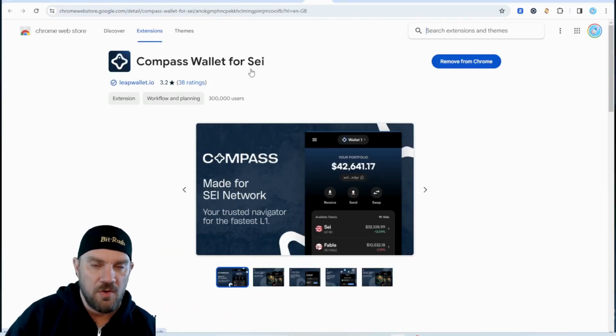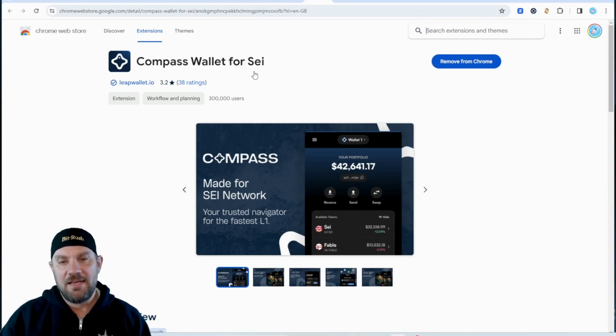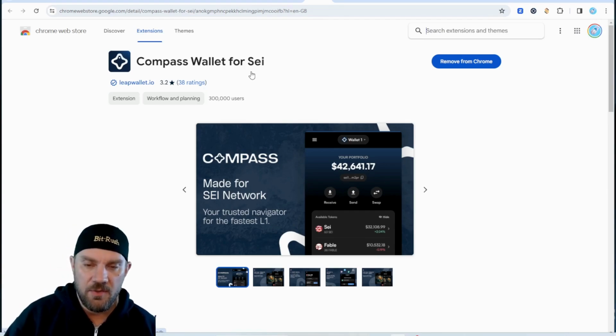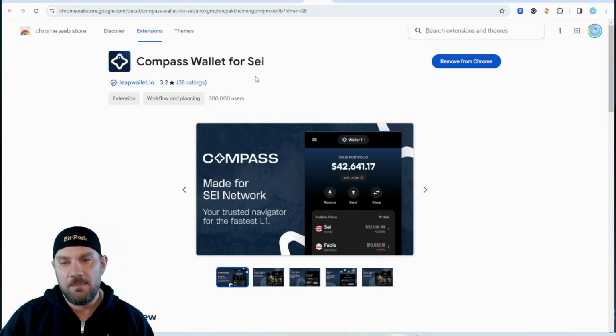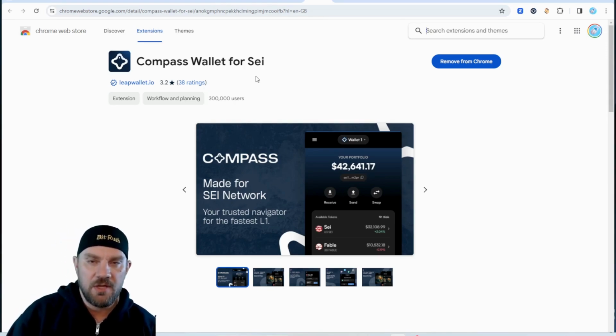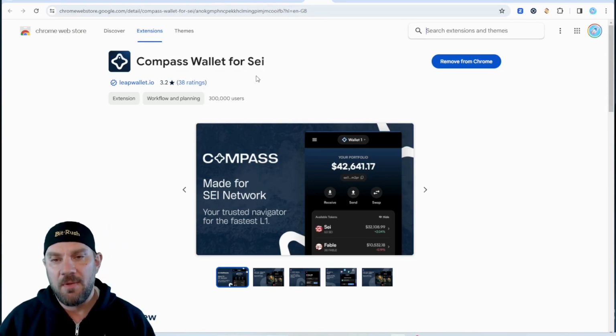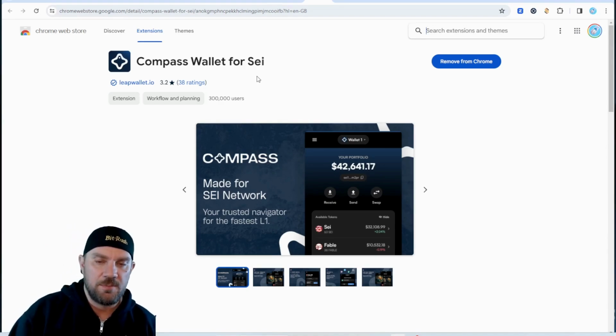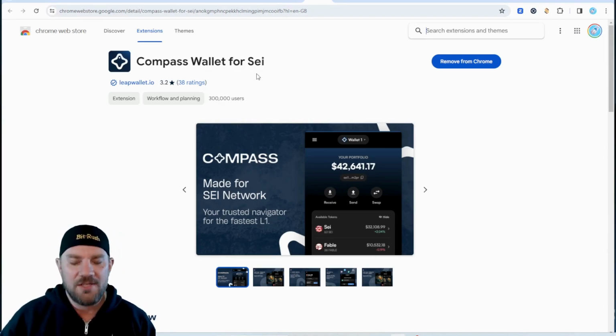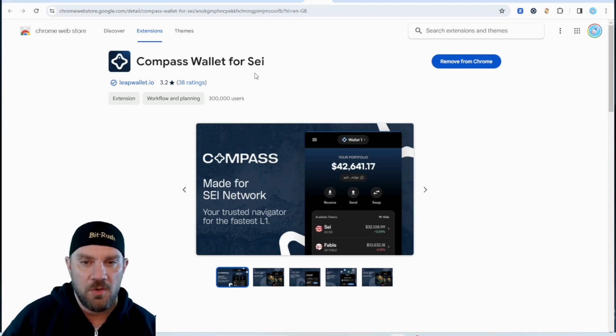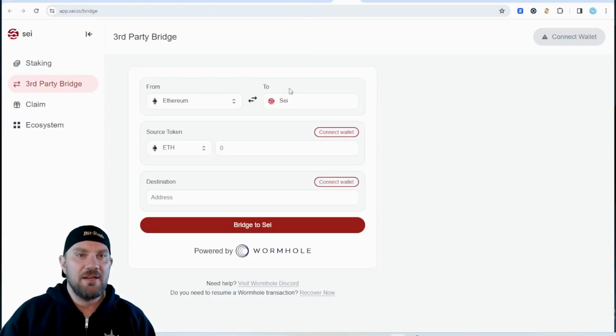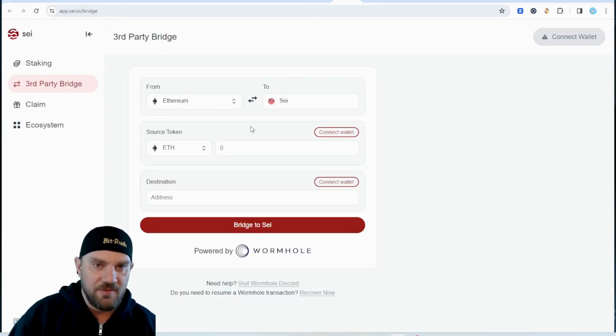It is for the Chrome browser, and if you guys need help with that, I do have another video that I created about how to set up the Compass wallet and how to bridge over some tokens. So if you want, that will be popping up above now. It'll also be linked in the description. You guys can pause this video, watch that one, and come on back to this one when you're done. In addition to that, as I mentioned, we do have the bridge here.